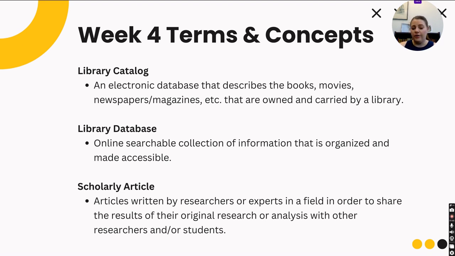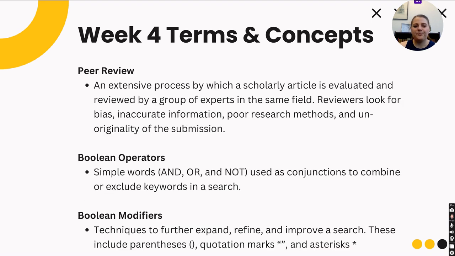Now, a scholarly article is an article written by researchers or experts in a field in order to share the results of their original research or analysis with other researchers and/or students. We also have peer review. This is an extensive process by which a scholarly article is evaluated and reviewed by a group of experts in the same field. Reviewers look for bias, inaccurate information, poor research methods, and unoriginality from the submission.